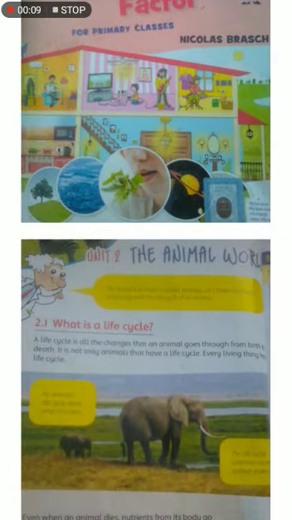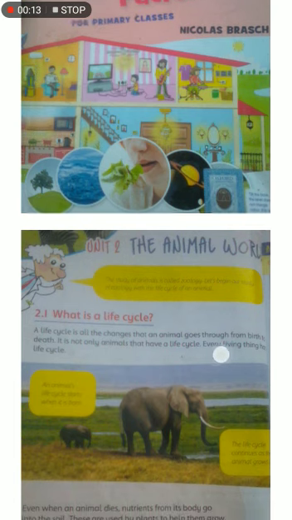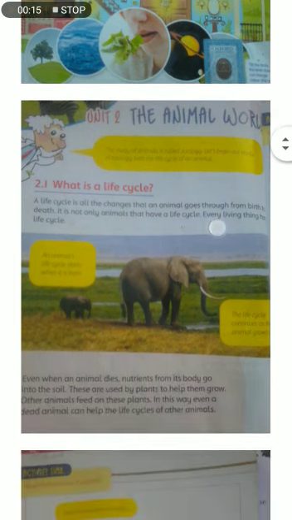In this unit we can discuss the life cycle of different animals. Now first we can know what we call the study of animals. The study of animals is called zoology. Now we can move to our first topic. Our first topic is what is a life cycle.